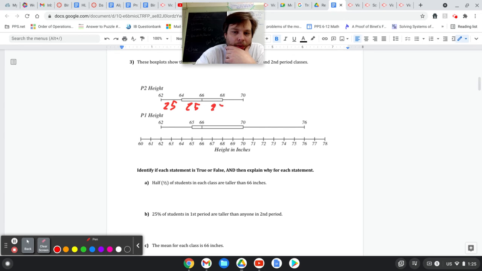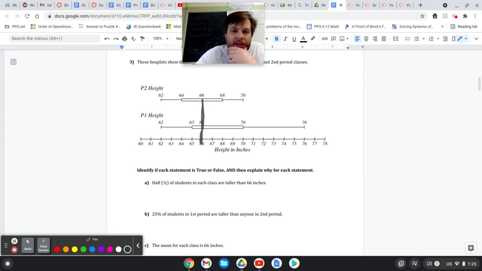Same thing for period 1. Each one of the chunks on period 1 is also worth 25%. Doesn't matter how spread out or how squished together they are, each of those is a quartile. So the first question is, half of the students in each class are taller than 66 inches. If I look for where 66 inches is, it's the middle of the box.